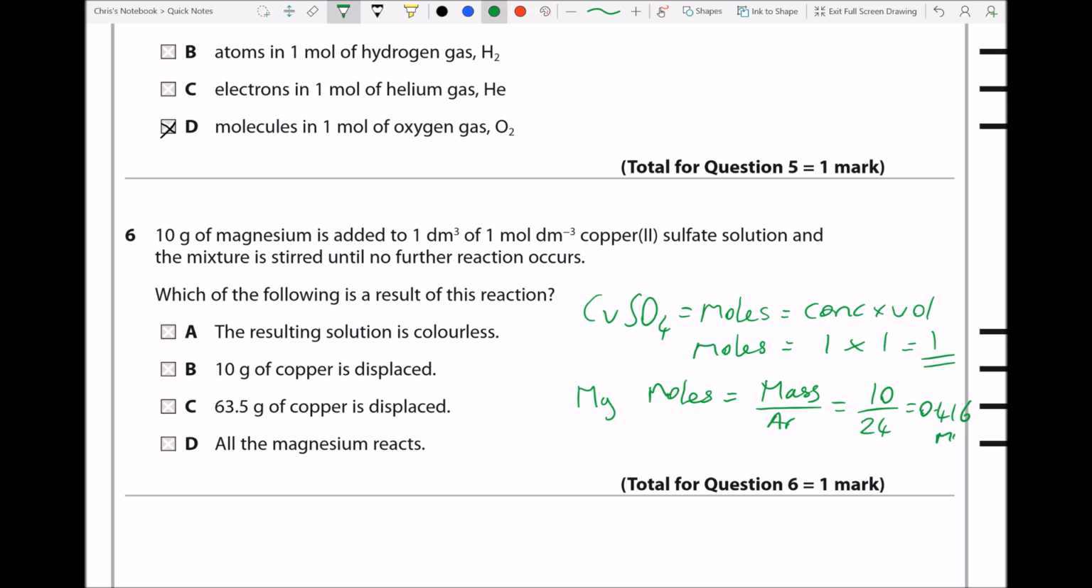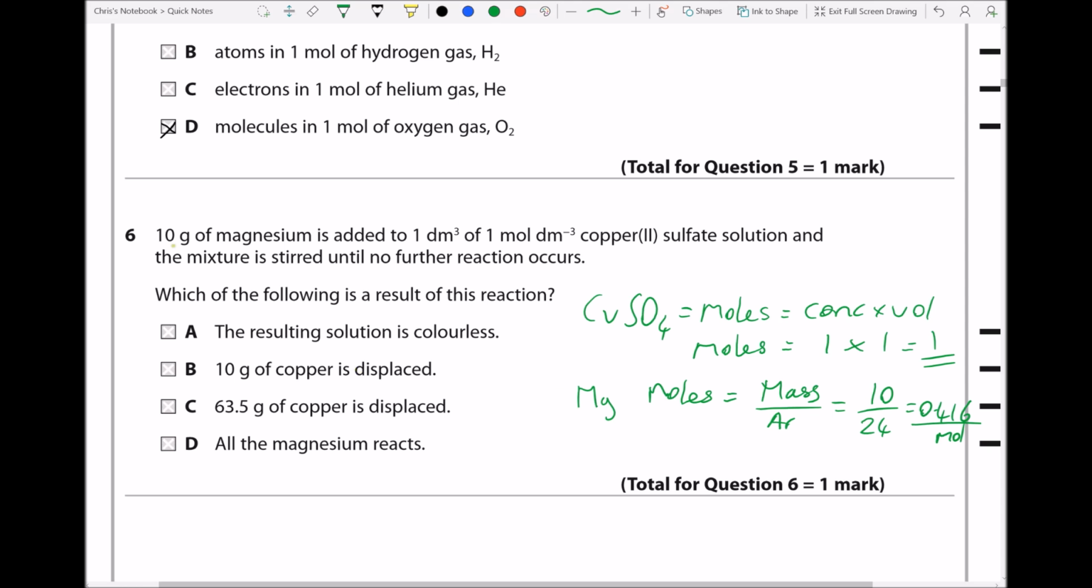So what you can see is we've actually got less moles of magnesium than we do copper sulfate. What that means is that all of our magnesium will react, but we will have some copper sulfate left over. Now this is important because if we look at the first one, it says the resultant solution is colorless. Well, copper sulfate's a blue solution. If some of it is left over, even after the full reaction of magnesium, we'll still have some of this left. The solution is going to be still blue, so that's not true. 10 grams of copper is displaced.